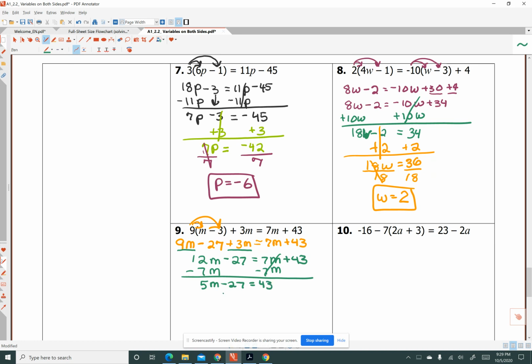And now I'm going to add the 27 to both sides, which will give me 5m equals 70. And now I have m is being multiplied by 5, so I will divide it by 5, and then I'll divide the 70 by 5, and then I will have a final answer of m equals 14.